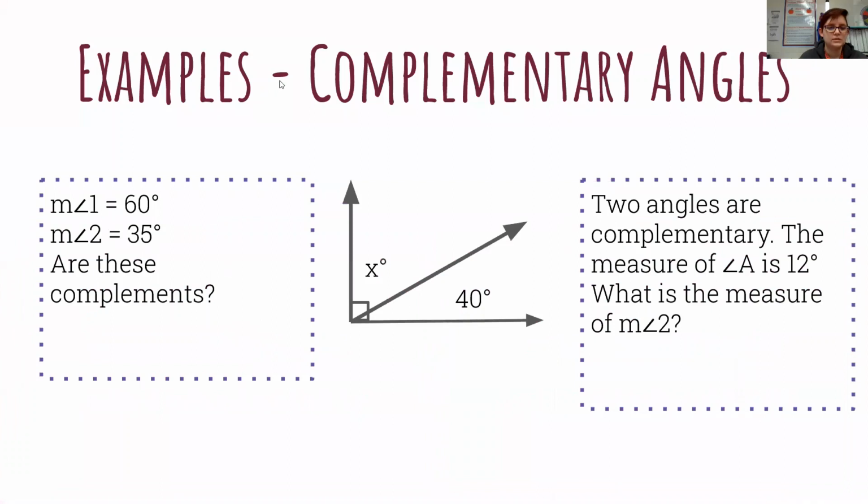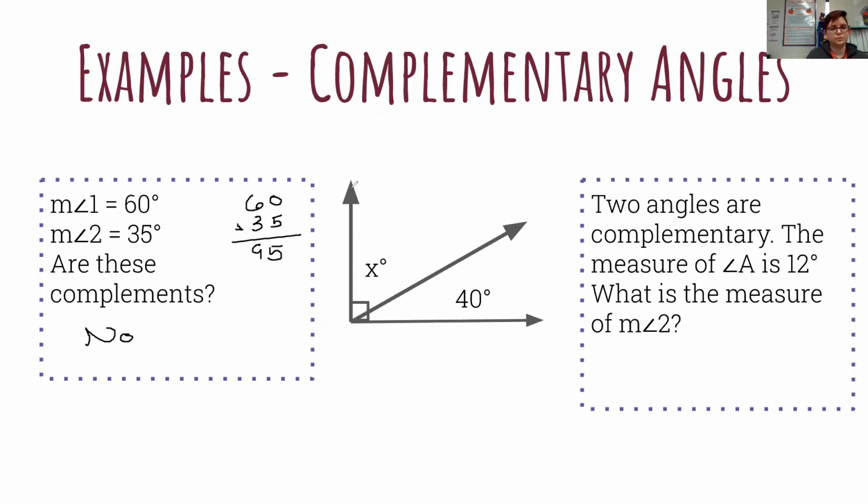So let's look at some examples of complementary angles. Our first one, so this M stands for the word measure. Then we have our angle symbol. So the measure of angle 1 is 60 degrees. The measure of angle 2 is 35 degrees. And we're being asked, are these complements? So all we have to do is add them together. 60 plus 35 gives you 95. Complements have to equal 90, so no, these are not complements.